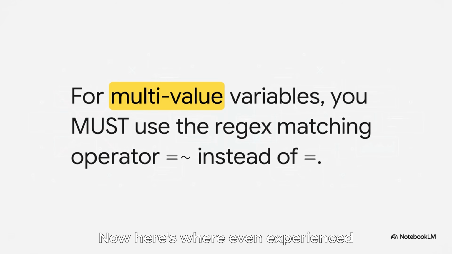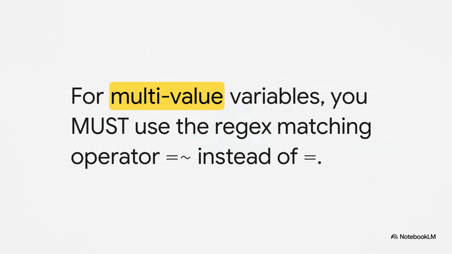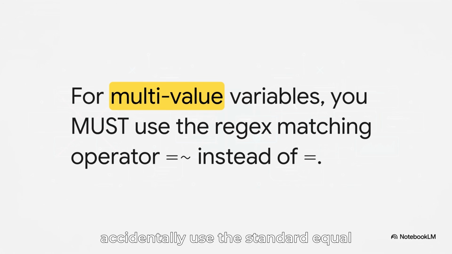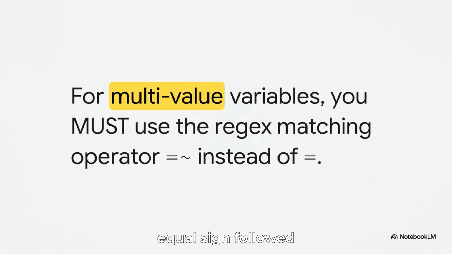Now, here is where even experienced engineers stumble. If you configure a variable to allow users to select multiple values at once, which, by the way, is a fantastic feature, Grafana joins those values together, usually with a pipe character acting as a regex OR. Well, if you're using Prometheus or Loki and you accidentally use the standard equal sign in your query, it's going to look for a literal string with pipes in it, and boom, you hit a wildly frustrating no data error. To fix this, you absolutely must use the regex matching operator, that equal sign followed by a tilde. This tells your backend, hey, treat this multi-value selection as a regular expression. So always watch your operators.